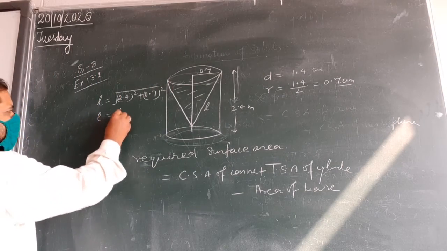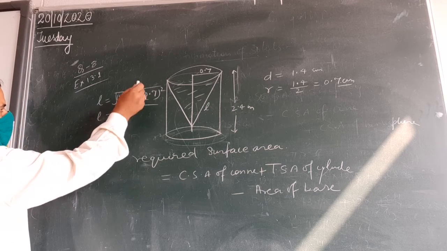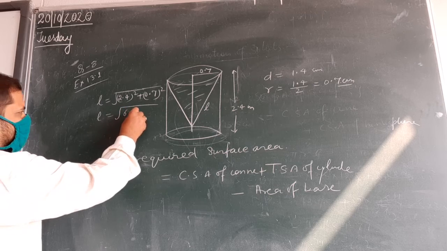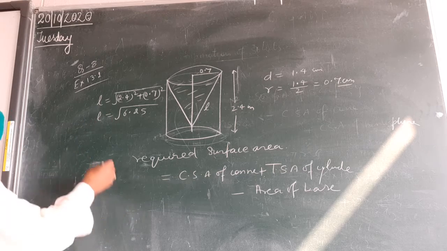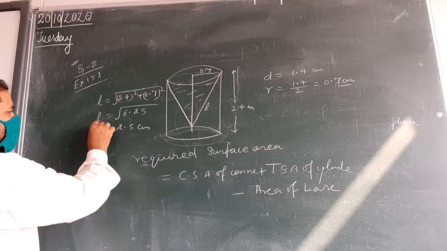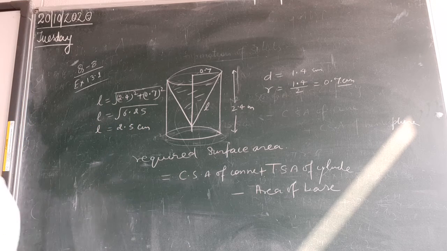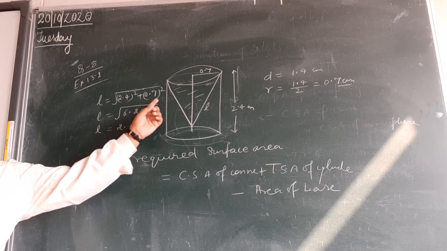That means L is, you know, 5.76 and 0.49. This is 6.25. So this is 2.5 centimeter. Length L is 2.5. Clear? Okay. Because this is 5.76 and this is 0.49.